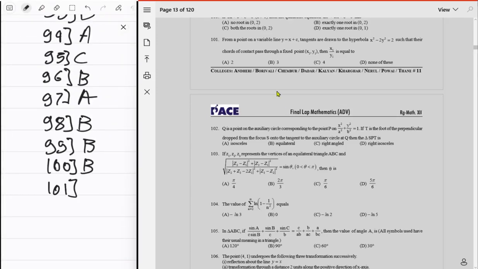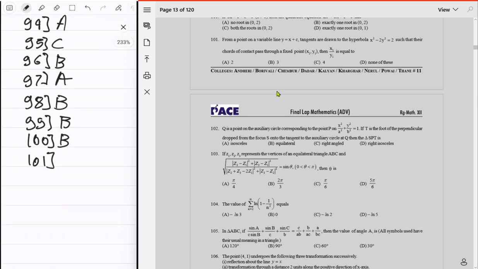From a point on a variable line y equal to x plus c, tangents are drawn to the hyperbola such that their chord of contact passes through a fixed point (x1, y1). Then x1 upon y1 is... okay, understood.